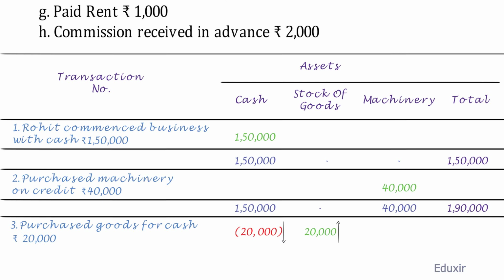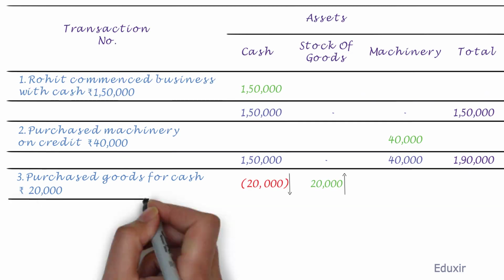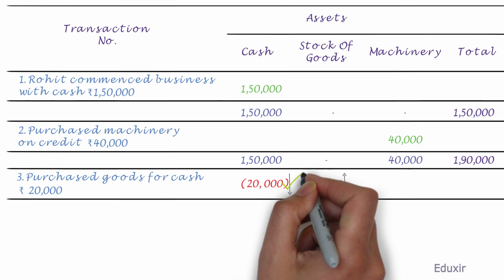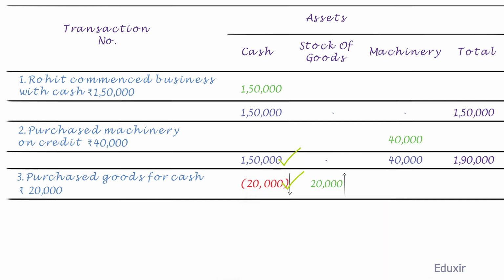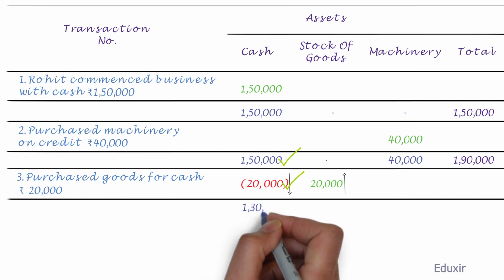Also, just keep in mind that if it was not mentioned that the goods are purchased for cash, it would simply mean that the goods are purchased on credit, and this transaction would have created a liability. The keyword here is cash. Whenever the keyword cash is present, we will consider it as the purchase for cash. Subtracting 20,000 rupees from 1,50,000 worth of cash, the business now has a cash worth of 1,30,000 rupees.